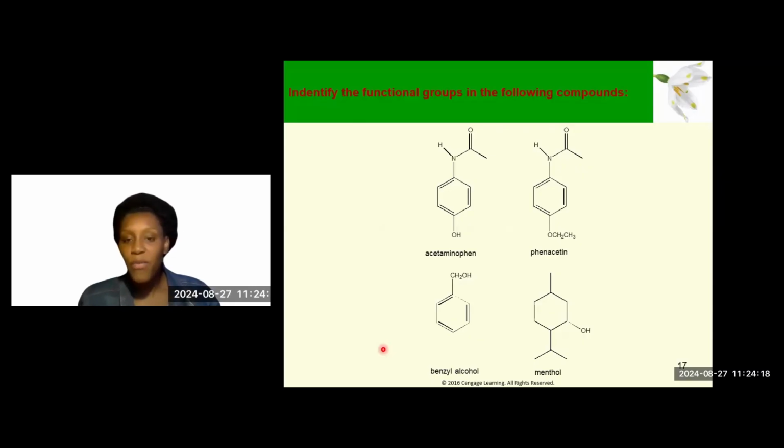So we have some other functional groups in here. We have acetaminophen. Have you guys heard of acetaminophen before? I'm sure you possibly have. Acetaminophen is actually Tylenol, the active ingredient in Tylenol. And so let's see what functional groups we have here. We first have a functional group here.